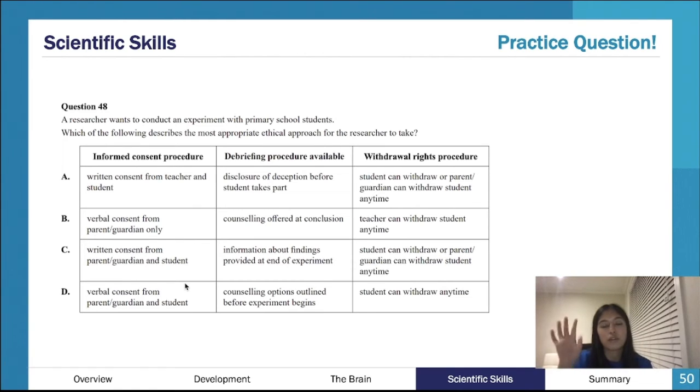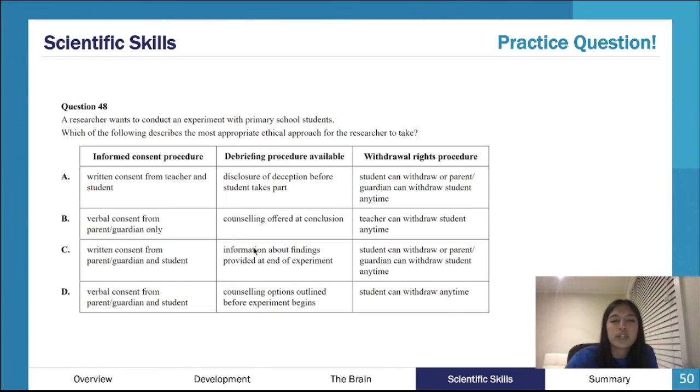So if you're running really tight on time, you'd probably circle it and move on. But obviously we don't want to do that. We want to make sure that it is correct. So debriefing procedure available. Disclosure of deception before student takes part. That doesn't make sense. There's no point to deception if you're going to tell them about it before the experiment has occurred.